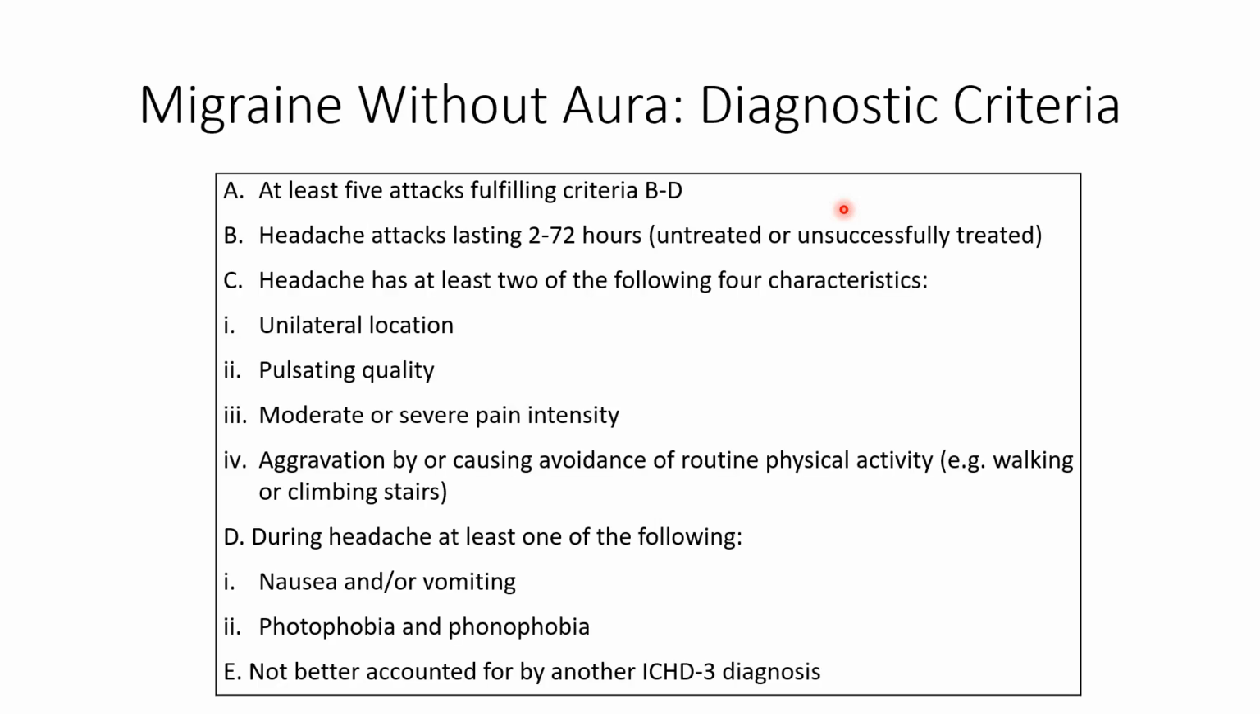So this is the diagnostic criteria of migraine without aura. What is important here is that the headache lasts 2 to 72 hours. It may have two of the four: unilaterality, pulsatile character, moderate to severe intensity, and aggravation by physical activity. So any two of these four should be present. During the headache, at least one of the two should be there: either nausea or vomiting, or photophobia and phonophobia.